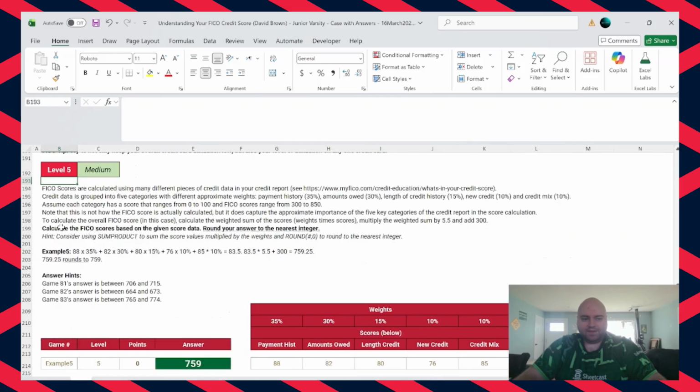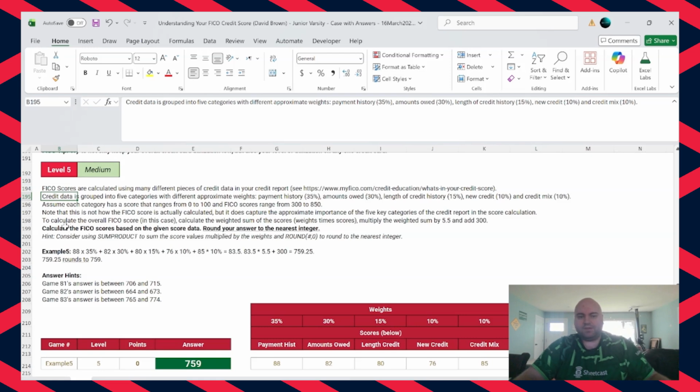But moving on to level 5, FICO scores are calculated using many different pieces of credit card data in your report, and they give some information here. Credit card data is grouped into 5 categories with different approximate weights: payment history, amounts owed, length of credit history, new credit, and credit mix.